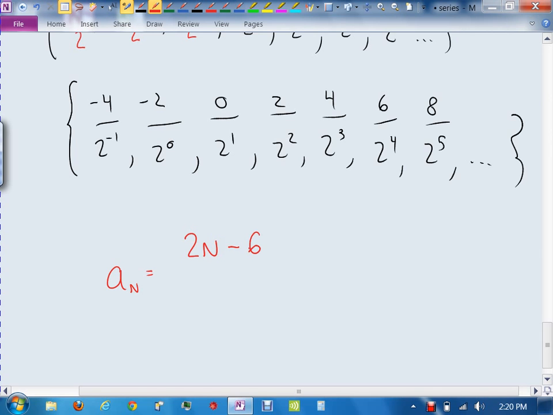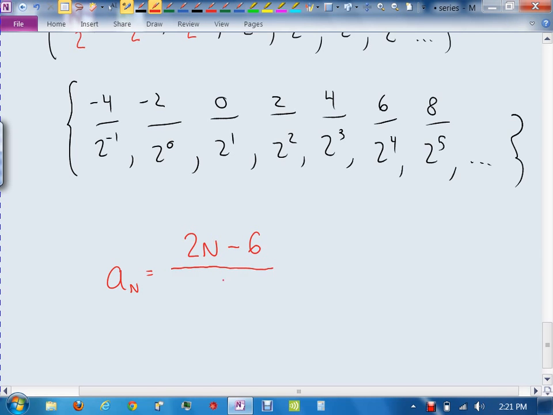Now when I plug in 1, what do I get? 2, take away 6, that gives me -4. Then plug in 2 for n. 2 times 2 is 4, take away 6, -2. Now plug in 3, what do you get? 0, right? And then it keeps on going, then 2, 4, 6, 8. Y'all see how that creates that? Now over.